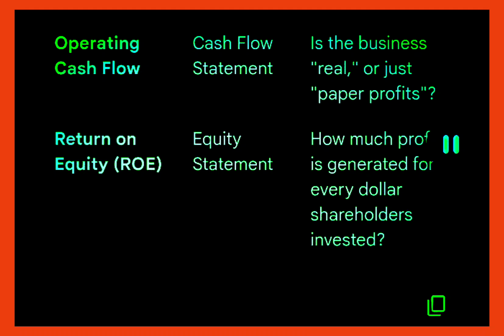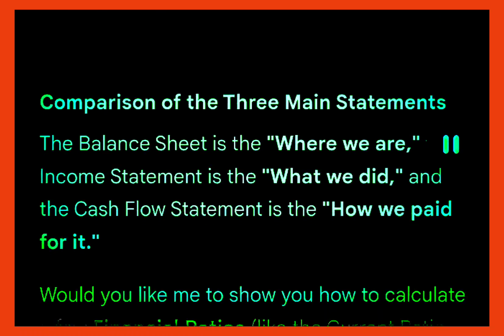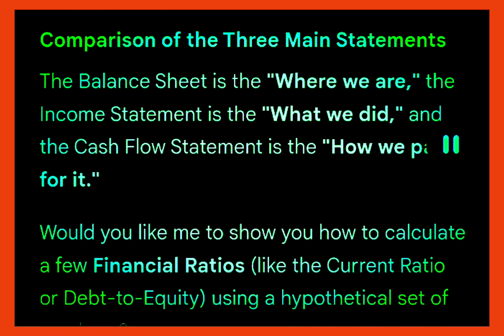Comparison of the three main statements. The balance sheet is the where we are, the income statement is the what we did, and the cash flow statement is the how we paid for it.